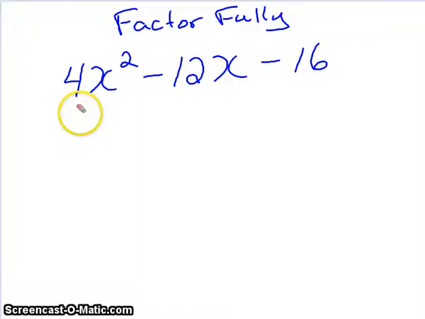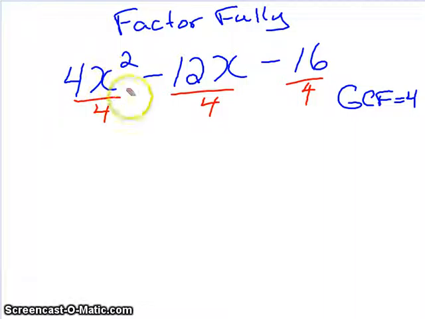But if we look at this, we can see that we have a 4, a 12, and a 16, and these numbers all have a common factor, or a GCF. So when I see this and I don't have an a value of 1, one of the first things I want to do is find the GCF. When I factor these, I find the GCF is 4. So I want to factor out 4 from each one of these.